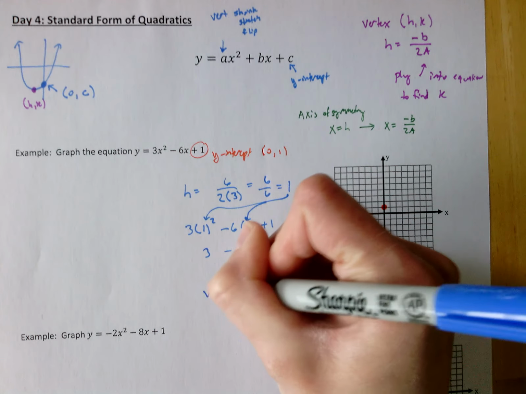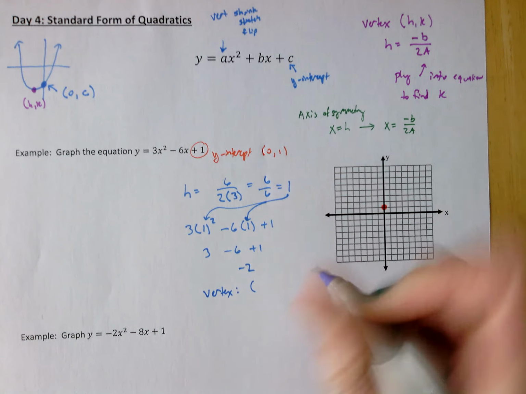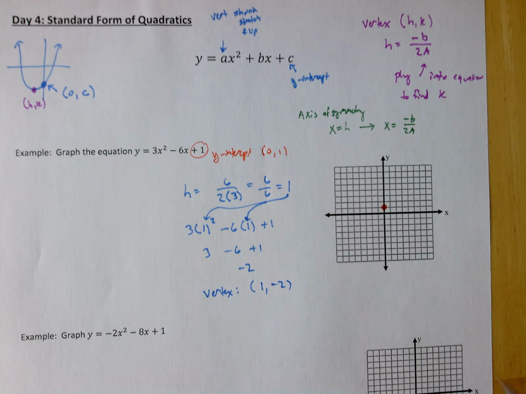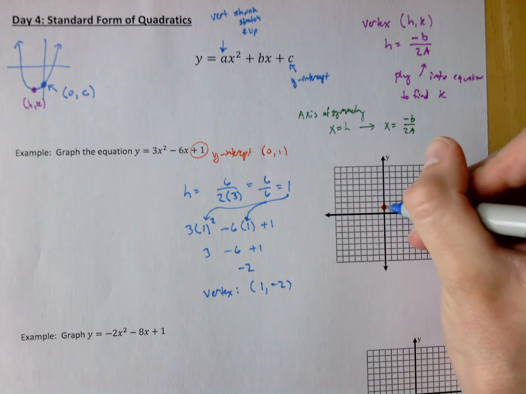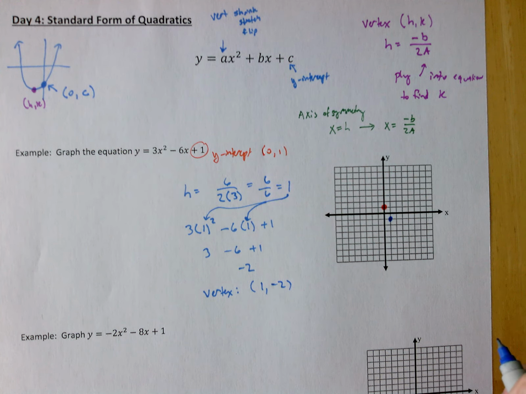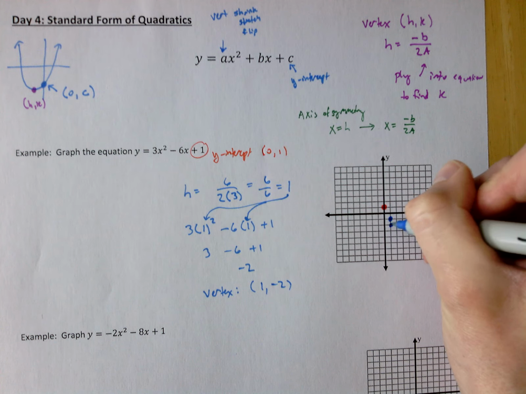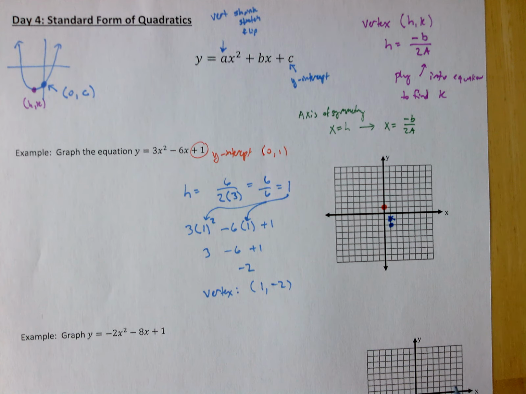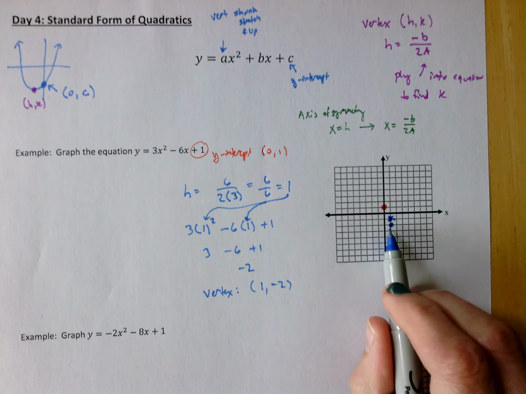So this tells me that my vertex is the point 1, -2. Okay, so my vertex is 1, -2. There's that guy. Oops, that's in the wrong spot. Sorry. I was confused for a second because I was like, wait a minute, that doesn't look right. Yeah, there we go. 1, -2. Sorry, I plotted it in the wrong spot.